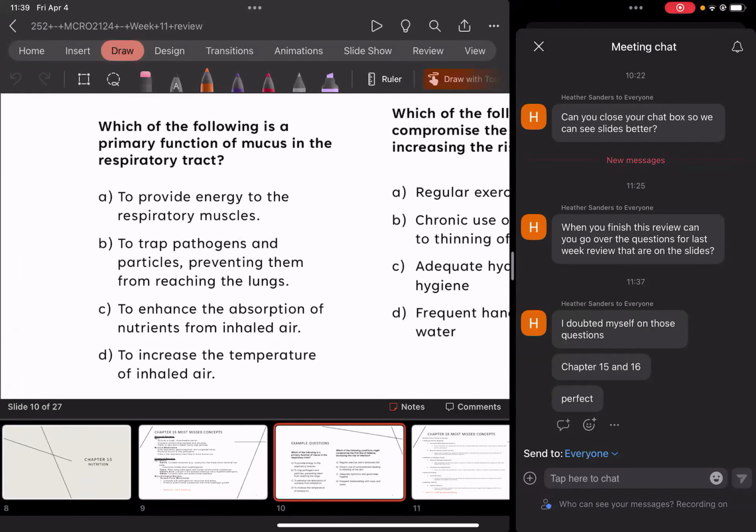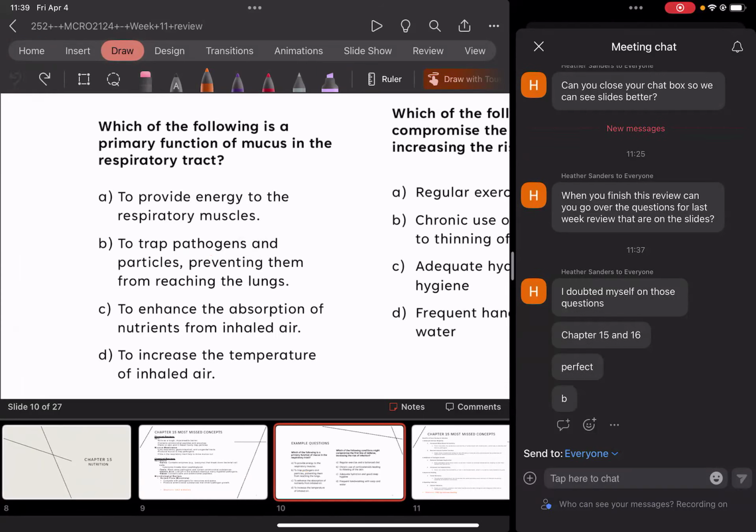Okay, so our first question is, which of the following is a primary function of mucus in the respiratory tract? In our immune system, we have 3 levels of immunity. We have the first line of defense, which is our physical barriers, our second line of defense, which is our innate response, and our third line of defense, which is our acquired immunity. The first line of defense, our physical and chemical barriers, is where this falls. Mucus is literally sticky, so it's there to trap pathogens in the lungs. So you're exactly right. That's going to be B.